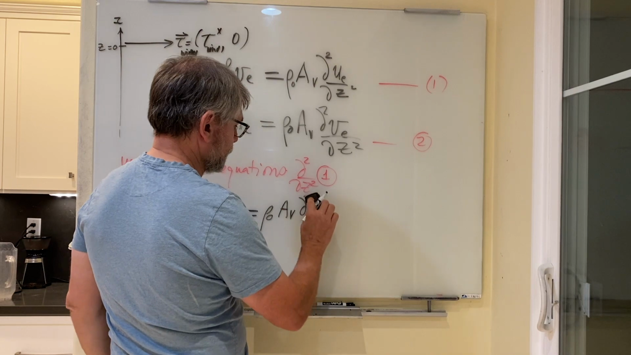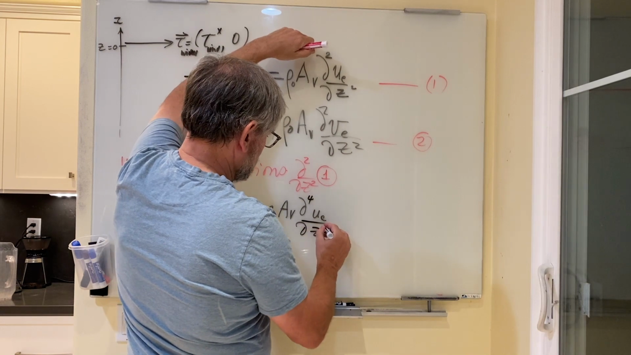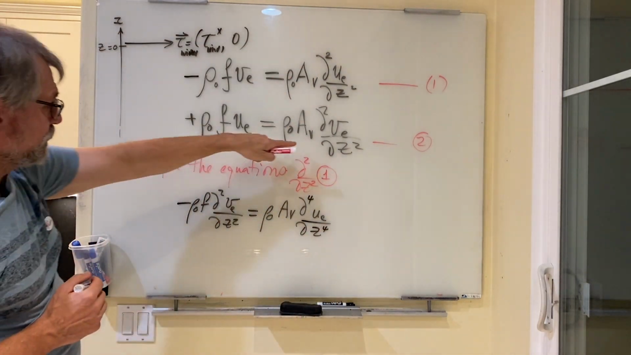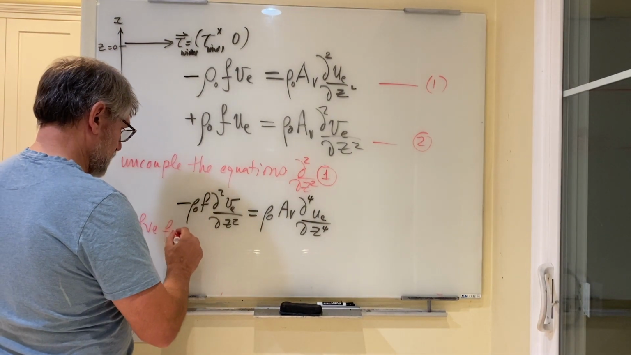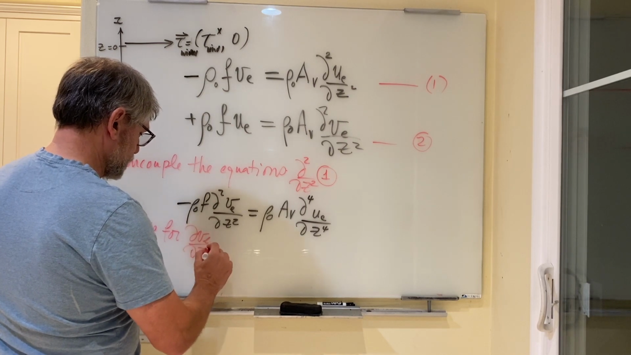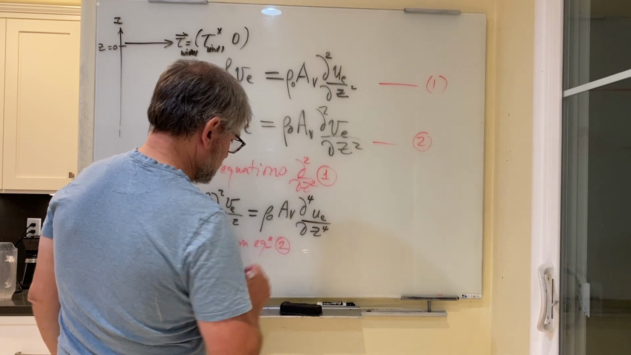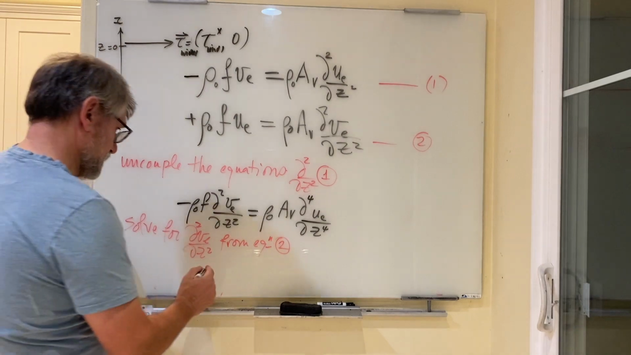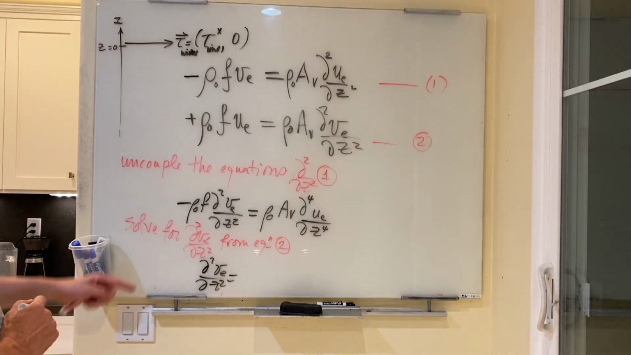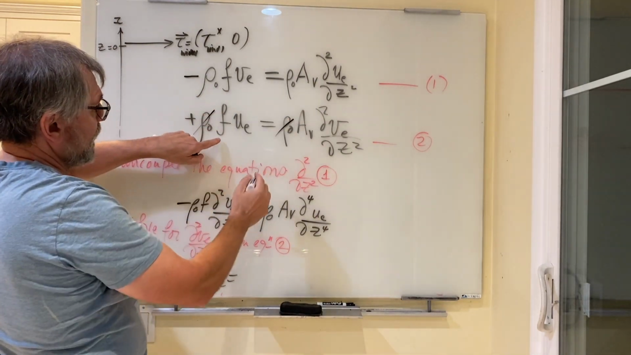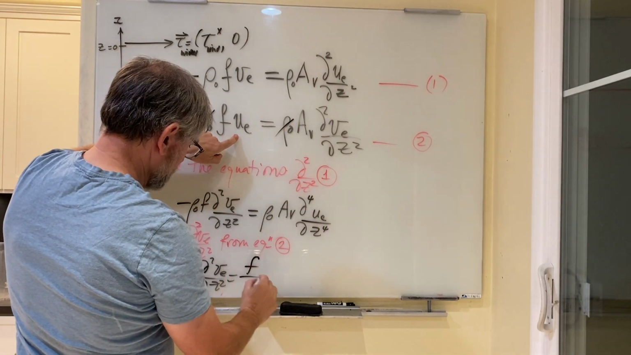No, not d2. Now we have a fourth derivative, right? We used to have a second. And if I differentiate 2 more times, I get a fourth derivative, dz to the fourth. And then we're going to use equation 2. So solve for d2 ve dz squared from equation 2. And if we do that, we find d2 ve dz squared is equal to, the rho naughts cancel, so I get f over av ue.